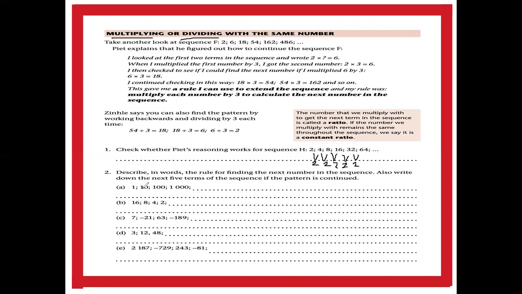So 1 times something will give us 10, and 10 times something will give us 100. So the answer is we are multiplying each one by 10, because 1 times 10 gives us 10, 10 times 10 gives us 100, and 100 times 10 gives us 1,000. So then the next 3 would be 10,000, and then 100,000, and then 1 million.